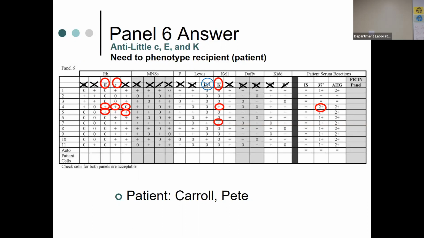Sometimes people will look at your phase of reactivity and say that it's not a Lewis family. But Lewis is all across the board now. You can't really do that anymore. And we initially talked about it because it didn't react.